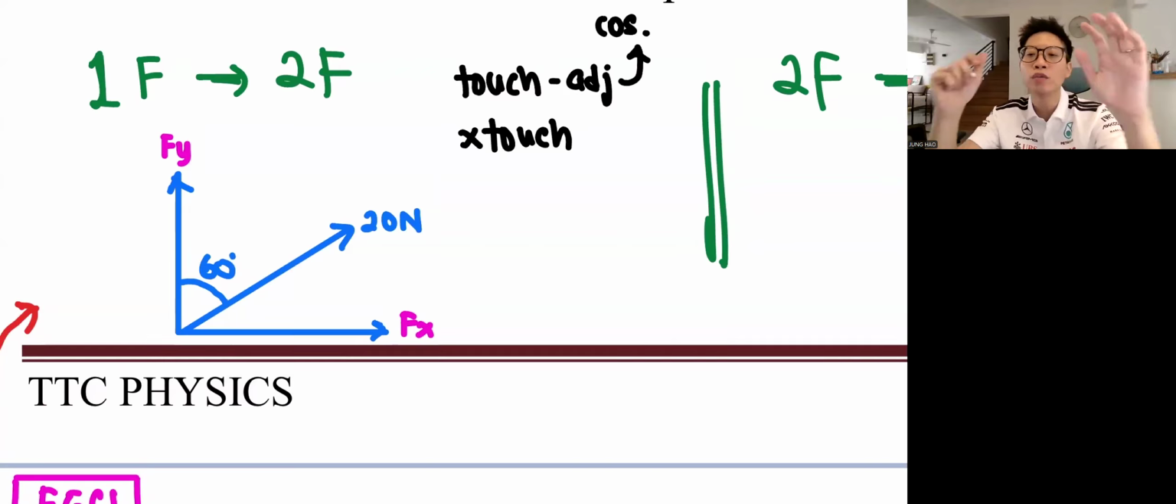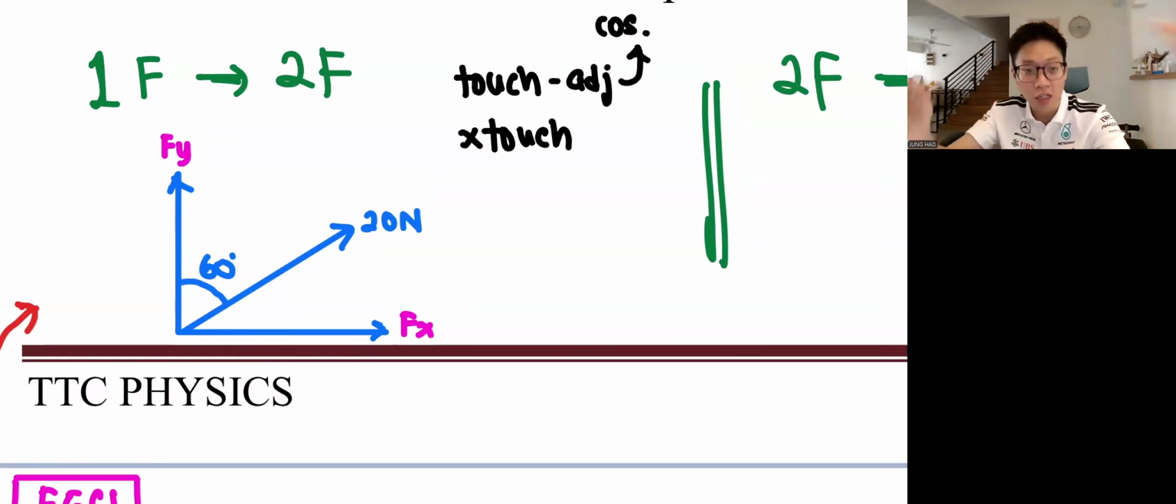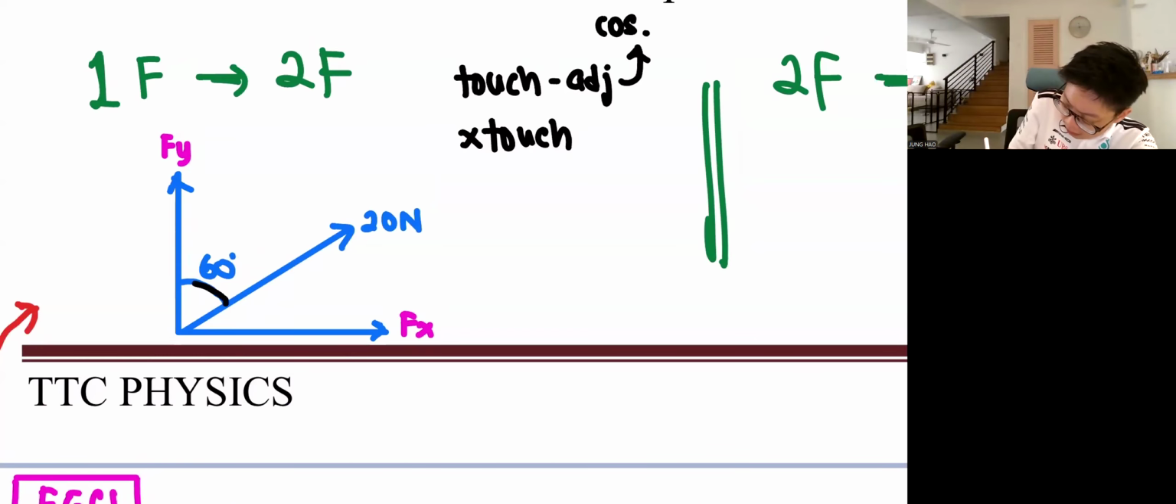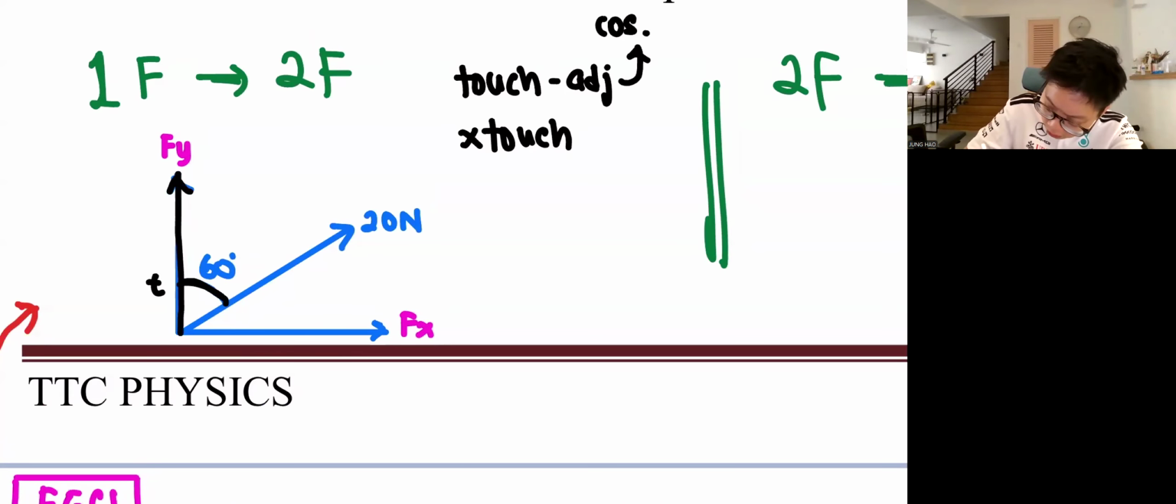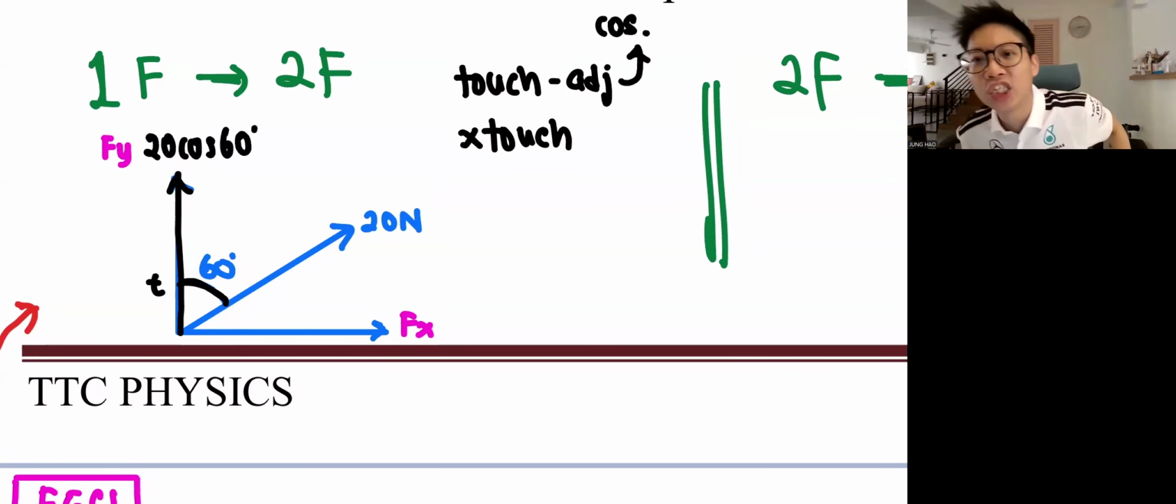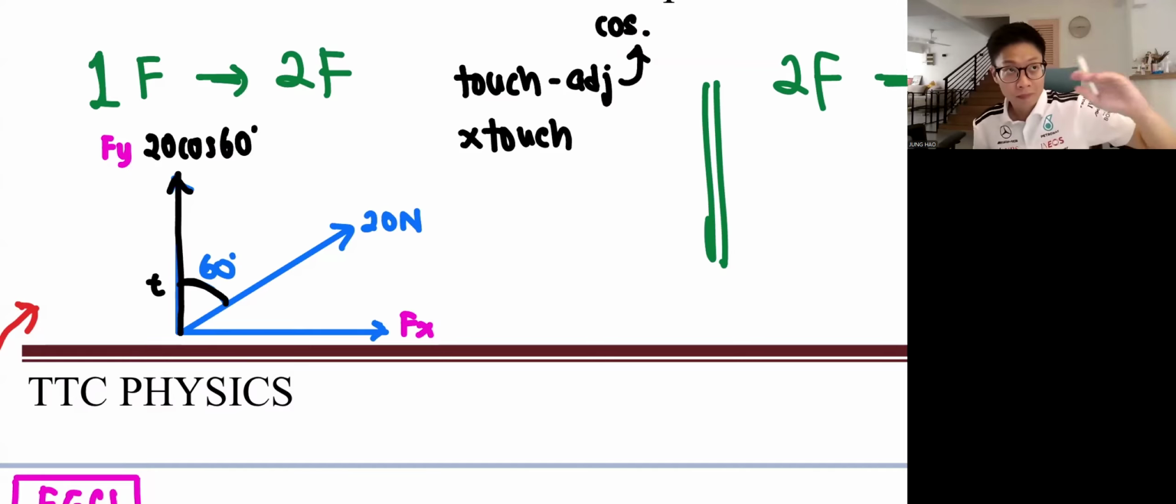So we look at the lines, which is the touching line and which is the non-touching line. If you look at this 60-degree angle, this vertical line is categorized as the touching line. So if it's the touching line, your Fy here is equal to 20 cos 60. If you want to ask why the touching line is cos, it's because of SOH CAH TOA: cos is adjacent over hypotenuse. That's why it's cos, because that is the touching line.